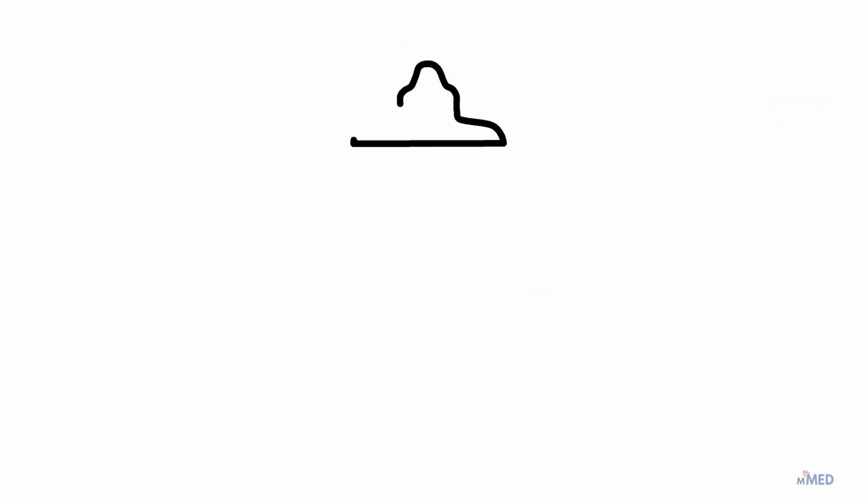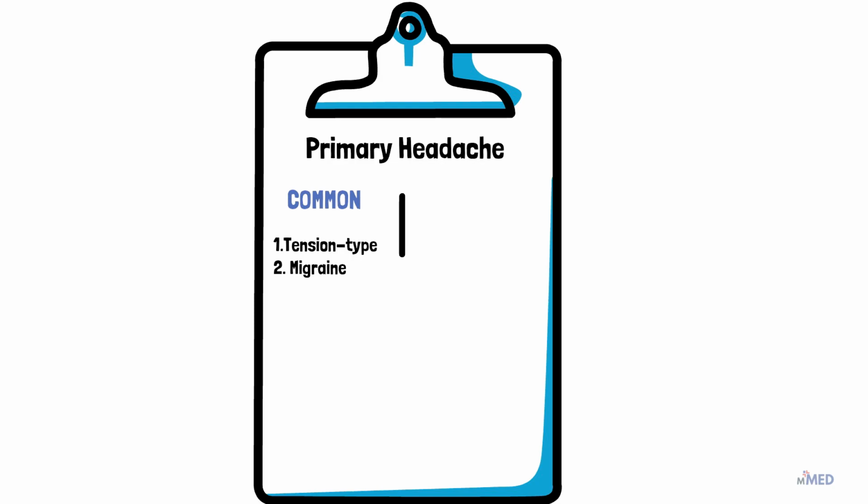Now let's dig into primary headache. The commonest primary headaches are tension-type headache and migraine. Less common primary headaches are the trigeminal autonomic cephalalgias, a family of 4 disorders which includes cluster headache.